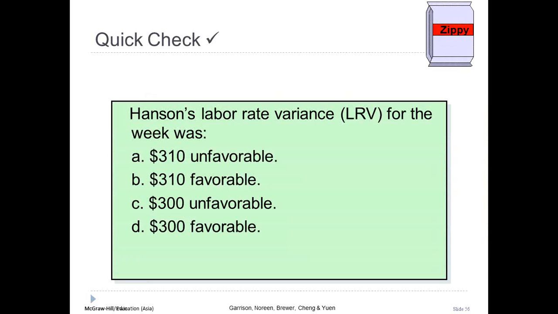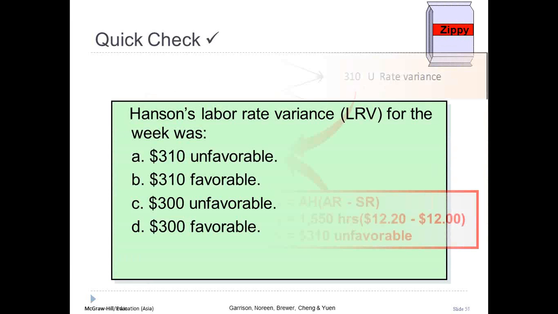So, what is Hansen's labor rate variance for the week? We find the actual labor rate by dividing the $18,910 total labor cost by 1,550 direct labor hours actually worked. Now that we know the actual labor rate, let's calculate the labor rate variance.